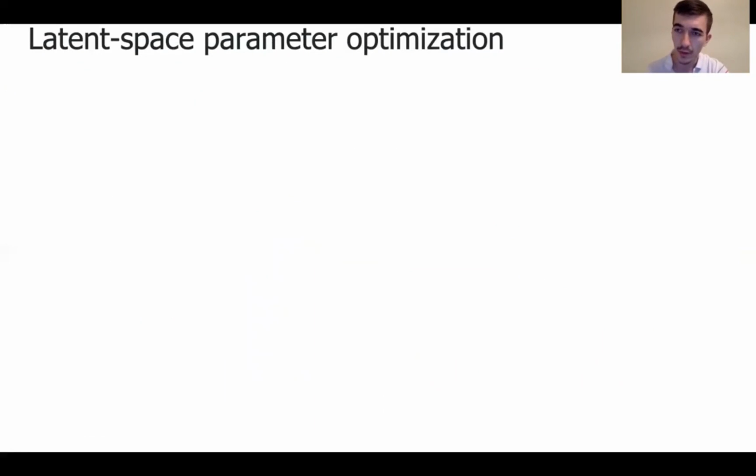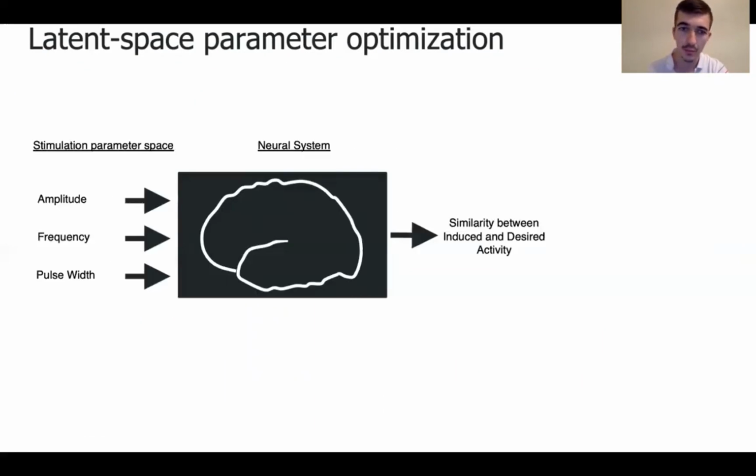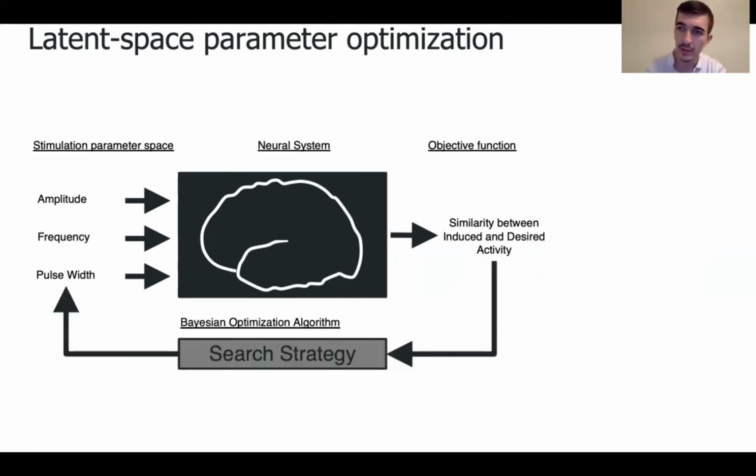In parallel, we're starting to work on developing an approach for optimizing stimulation parameters. So we view the brain as a black box, and we can try out a set of stimulation parameters, and then we can measure an objective function. That'll be the similarity or the difference between induced and desired neural activity. And then we can use a data-driven search strategy such as Bayesian optimization to cycle back and forth and iterate towards the stimulation parameters that optimize that objective function.